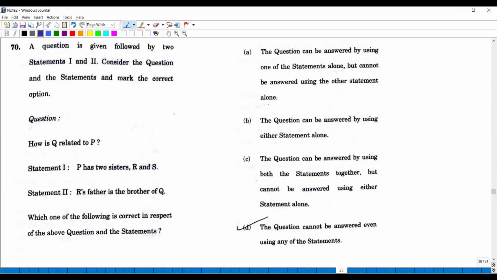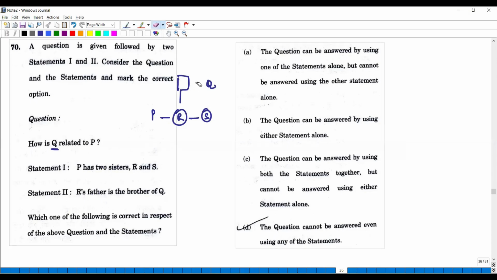The question is followed by two statements, 1 and 2. Consider the question and statements, mark the correct answer. How is Q related to P? Statement 1: P has two sisters, R and S. R and S are sisters. So genders of R and S are given. Statement 2: R's father is brother of Q. Okay, R's father, we don't know who he is, but he's a brother of Q.